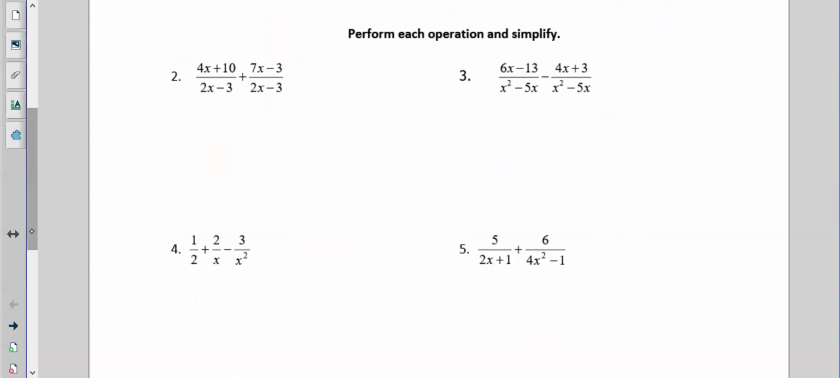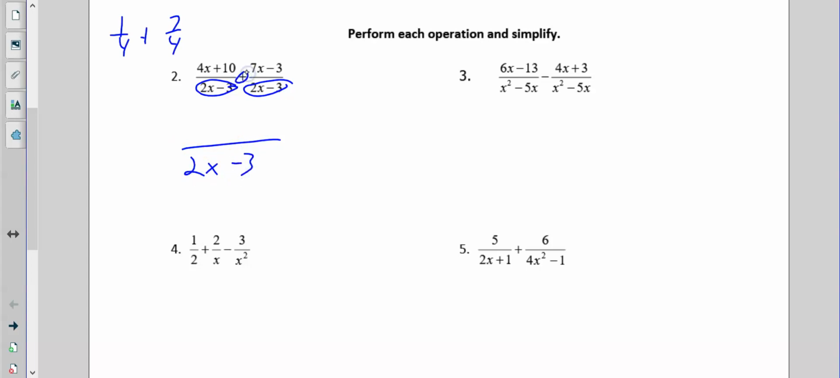Now, we're going to add and subtract. Notice we have the same denominator, which is no different than 1/4 plus 7/4. And we could just add that and get 8/4. Okay, so in this case, we know what our denominator is going to be. It's going to be 2x minus 3.